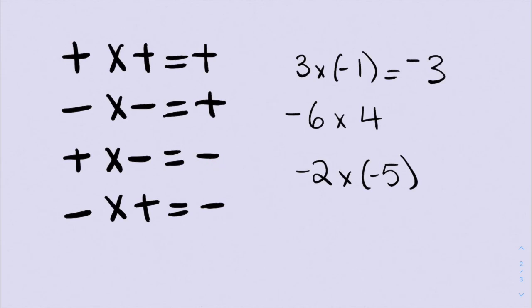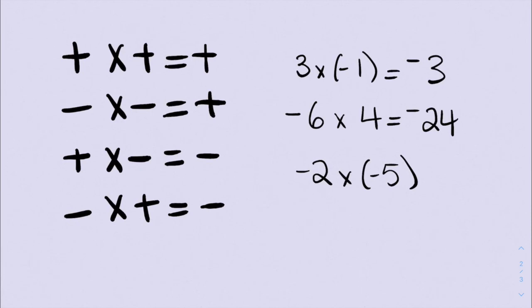We know that 6 times 4 equals 24. And again, we've got to look at our positives and negatives. So we have a negative 6 and a positive 4, which gives us this row here, which tells us that negative 6 times 4 equals negative 24.